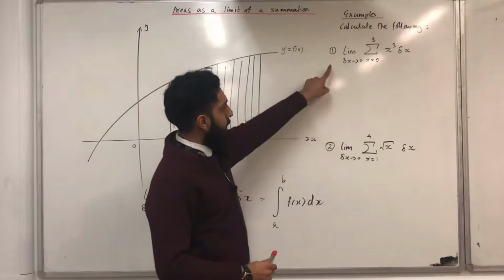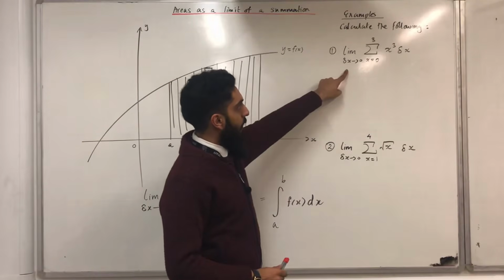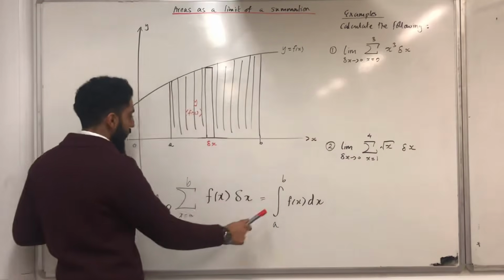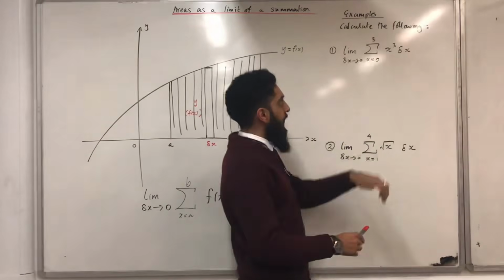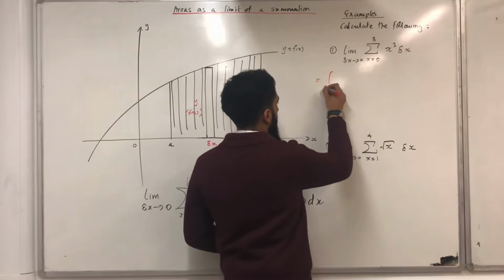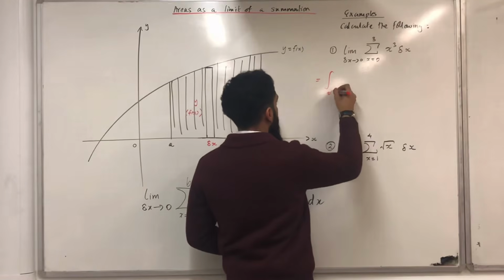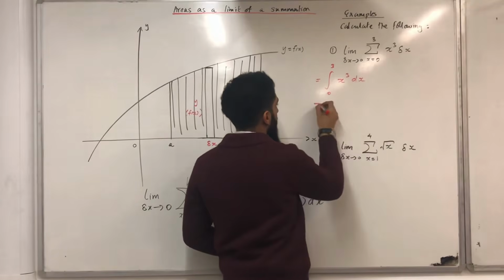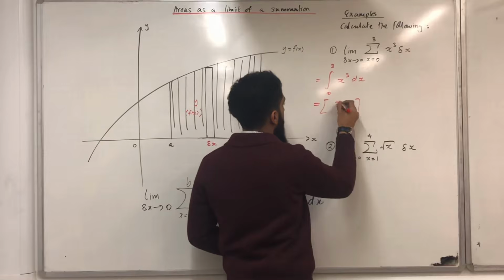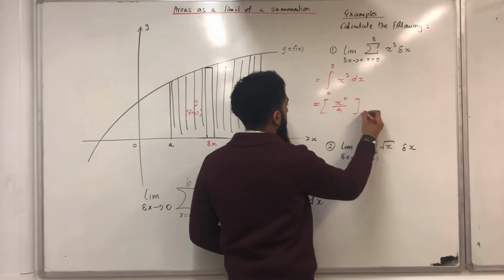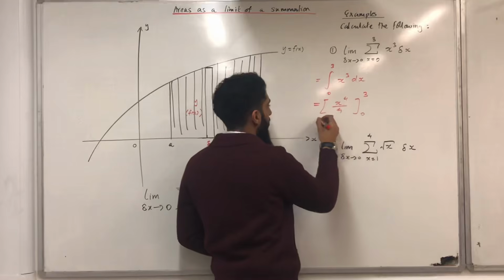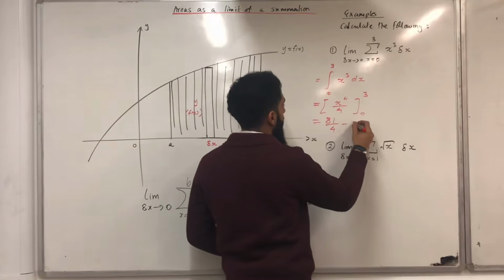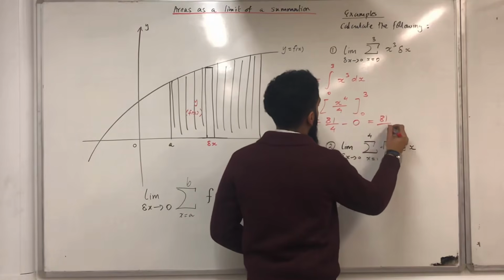Calculate the following. Question number 1, limit as delta x tends to 0 of the sum from x equals 0 to 3 of x cubed delta x. Using this particular concept, I know that this is just the integral from the lower limit, which is 0, to the upper limit, which is 3, of x cubed dx. Now I integrate as normal to give me x to the power 4 over 4, limit 0, limit 3. Put in 3 into here, get 81 over 4. Take away, put in 0 into here, get 0. Final answer is 81 over 4.